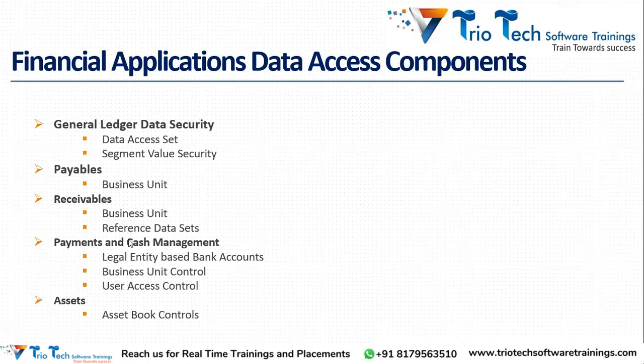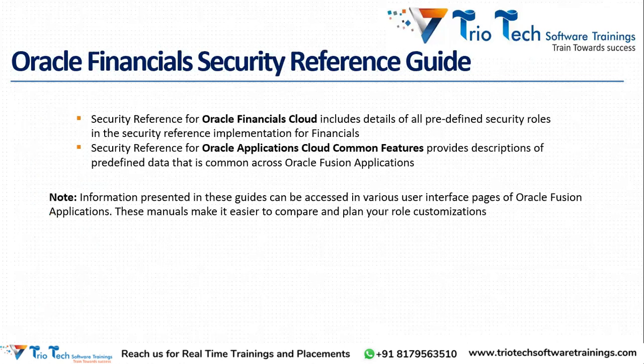For payments and cash management, the accesses are controlled based on legal entity. Legal entity is again, just like business unit, a part of the enterprise structure. In the asset module, the data security is controlled by asset book. As and when we go to the respective module training, we will understand the data security components that govern the access to data in the application, over and above the application access that has been granted to the user through the job roles.